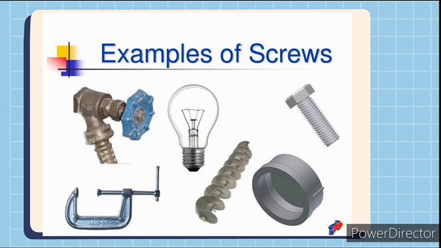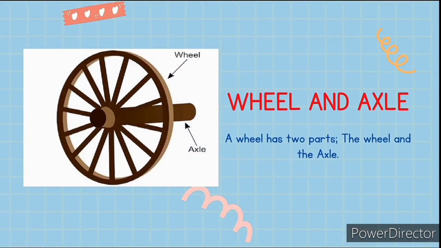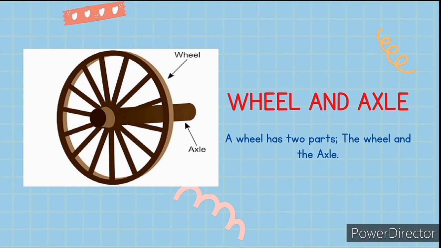Now, the last simple machine we'll be looking at is the wheel and axle. Now, a wheel and axle has two parts. So we have the wheel and we have the axle. The axle is a rod that goes through the wheel. Now, you can see it in this picture. You have the wheel, the circular part of the object you are seeing. Then the axle is the rod that goes through the wheel. Now, this axle helps the wheel turn freely.